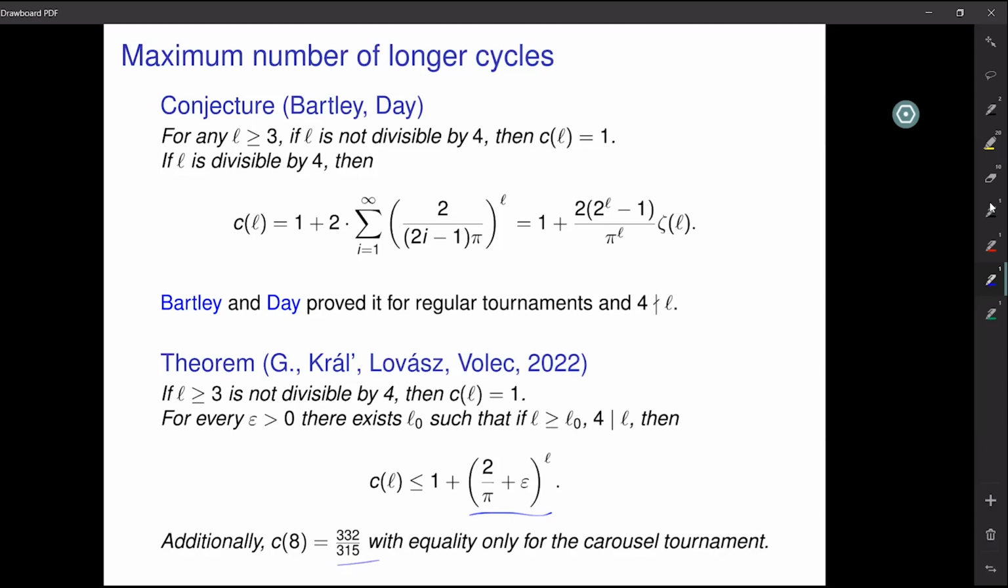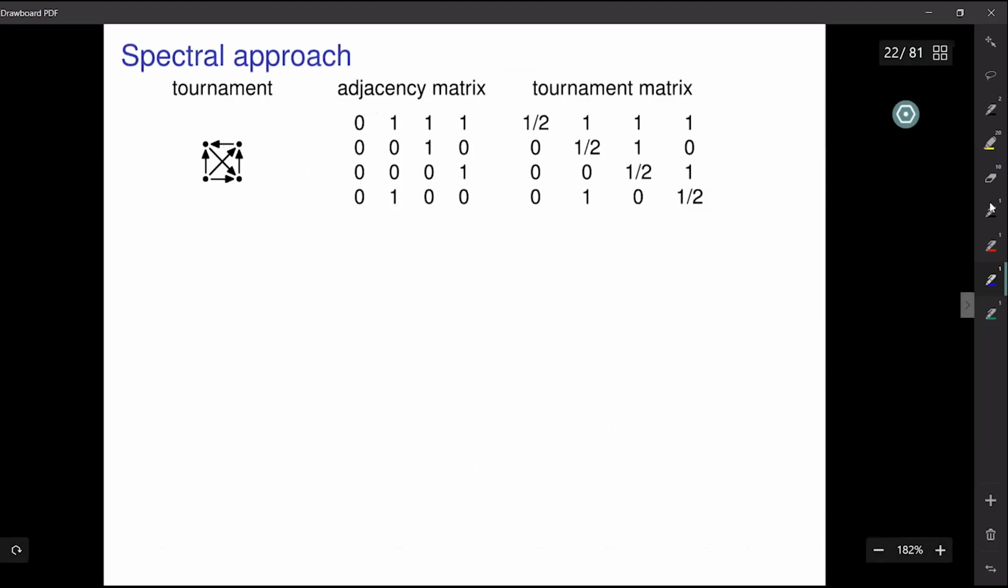Okay, and now how to prove such things. The main idea is to use spectral properties of tournaments and tournament limits. Maybe some of you are familiar with graph limits. You can define a similar concept for tournaments. I will give a brief introduction in a moment. So we combine the spectral approach and the limit approach to be able to prove this theorem. So let me do a quick recap of what I mean by the spectral approach.